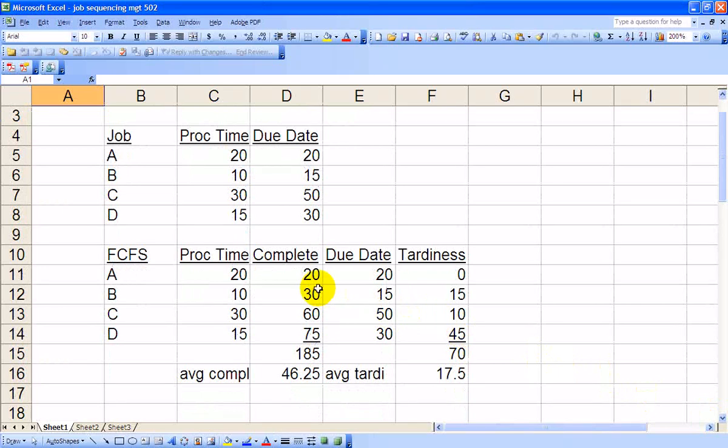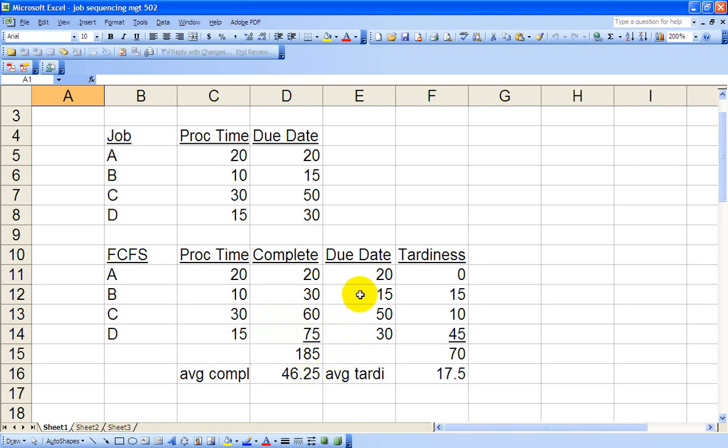Job B is completed in time 30. 20 plus 10 is 30. Job C is completed at time 60. 30 plus 30 is 60. And job D is completed at time 75. 60 plus 15 is 75. If we sum that column and take the average, the average completion time is 46.25.